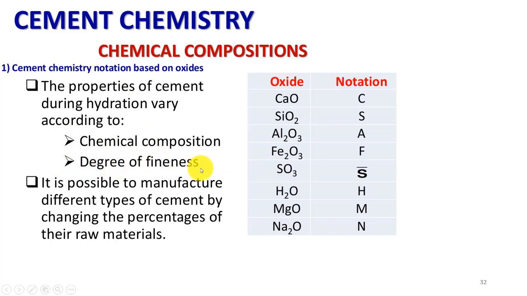degree of fineness. It is possible to manufacture different types of cement by changing the percentages of raw material. Basically, this bullet corresponds to my previous video that I have explained. You can go to the previous video. I have given a link in the description. You can follow it and listen to the very detailed discussion upon changing the concentration of different constituents to have a desired cement.